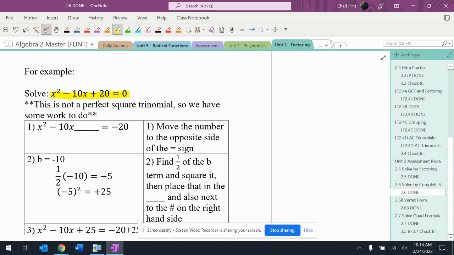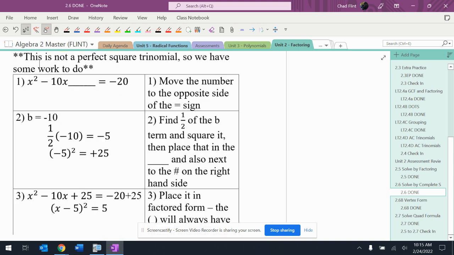There are not going to be two numbers that have the same sign that add up to -10 that are factors of 20. It's not going to happen. The other problem is it's not a perfect square trinomial, meaning that I can't factor it into x minus 5 and x minus 5. That doesn't work. So what do I do?